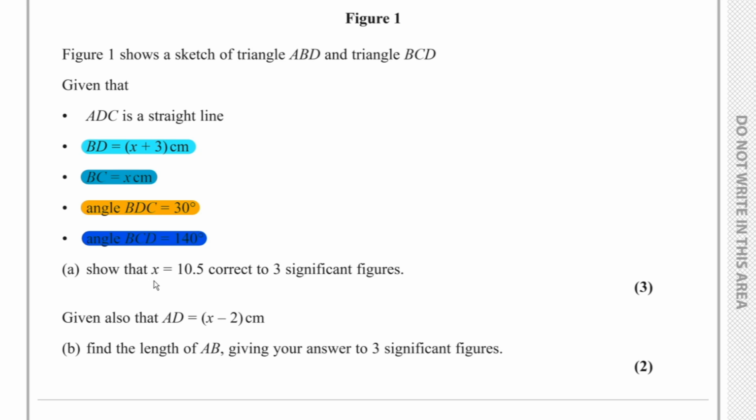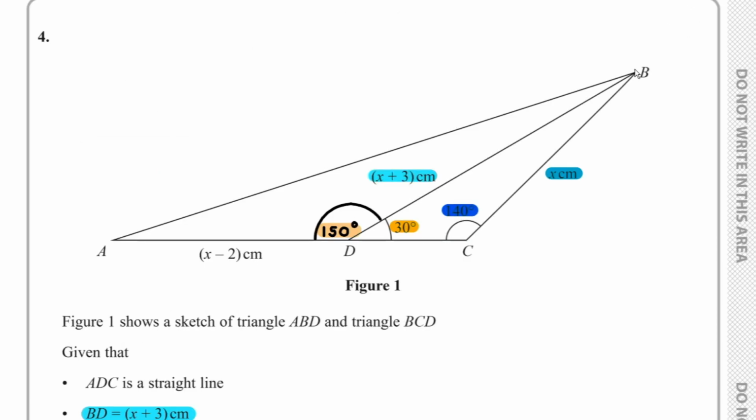Part A, show that x equals 10.5, correct to 3 significant figures. If we consider the triangle BCD, we have the length BC and the angle opposite it, BDC, which is 30 degrees. We have the length BD, which is x plus 3 centimeters, and the angle opposite it, BCD, which is 140 degrees.